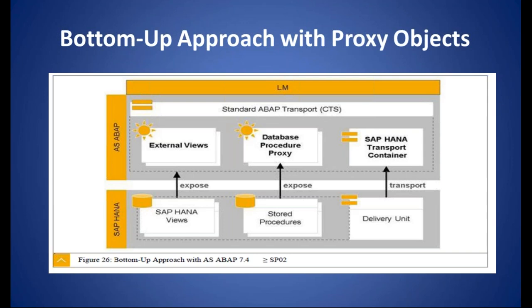So we are processing everything in the HANA database, but we are just fetching it from the application layer, in the application server in ABAP. HANA views have been implemented at the database level only, and we are just fetching them through external views. Stored procedures are developed in SAP HANA only, and those will be accessed as database procedure proxies. And for the delivery unit, we have the SAP HANA container.